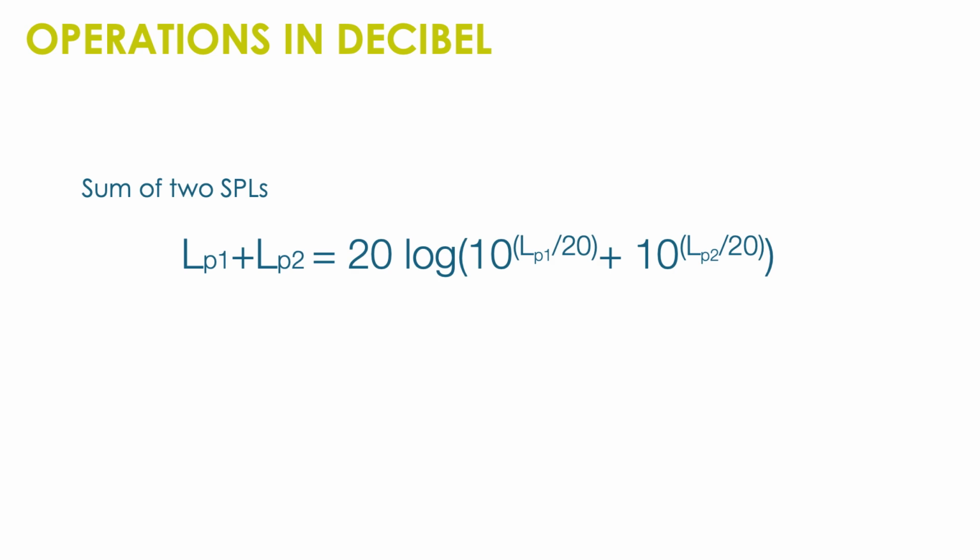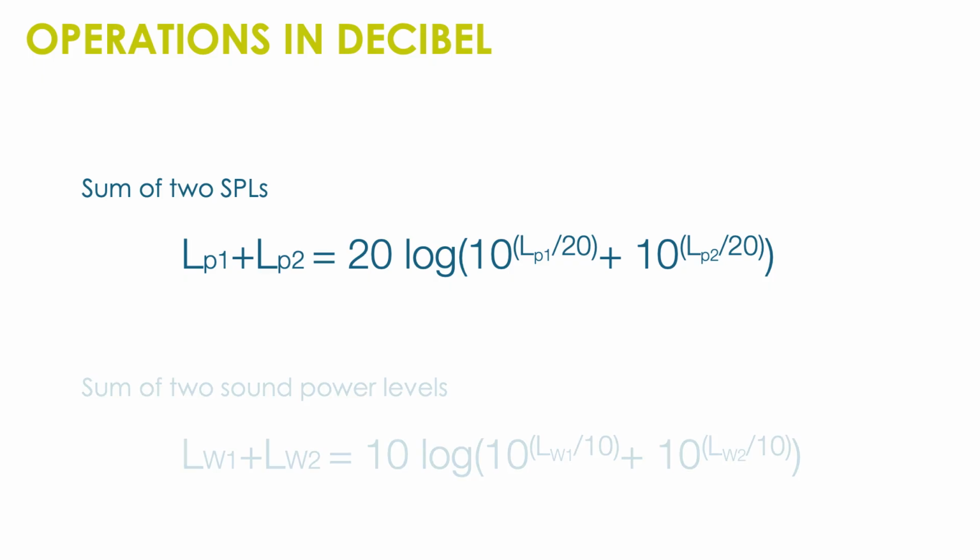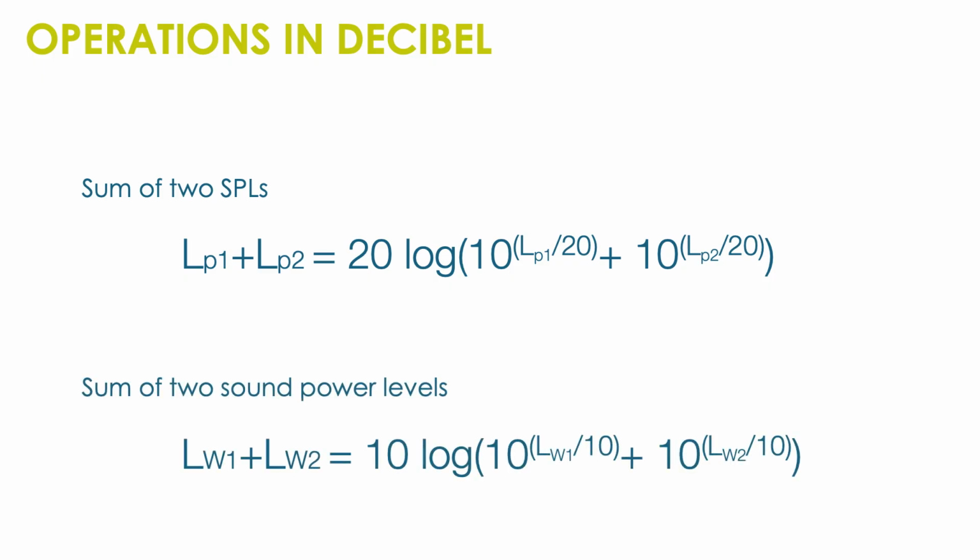So, for instance, we have a couple of noises running in the room, and we would like to know the amount of power of those sounds in decibel SPL. So in order to do it, we need to use logarithmic addition properties. So LP1 plus LP2 in logarithmic operation is 20 multiplied by log of 10 to the power of LP1 over 20 plus 10 to the power of LP2 over 20. On the other side, if we have two powers instead of two pressures, the same formula is applied using 10 instead of 20 before the logarithm.